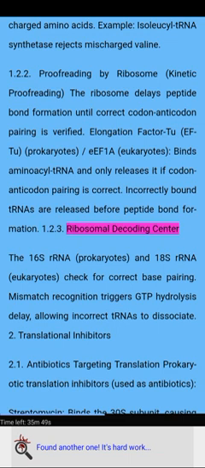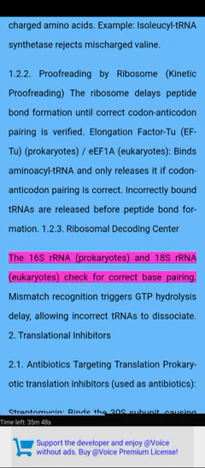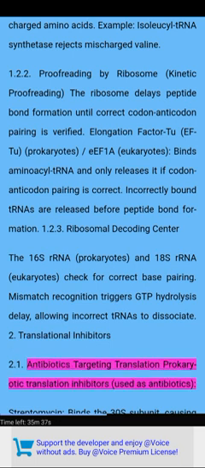1.2.3. Ribosomal decoding center. The 16S rRNA in prokaryotes and 18S rRNA in eukaryotes check for correct base pairing. Mismatch recognition triggers a GTP hydrolysis delay, allowing incorrect tRNAs to dissociate. 2. Translational inhibitors. 2.1. Antibiotics targeting translation. Prokaryotic translation inhibitors used as antibiotics.